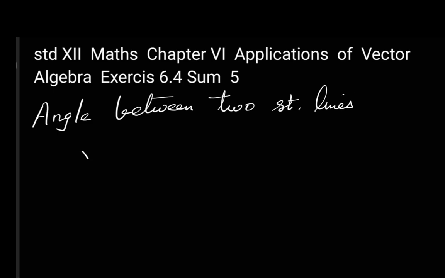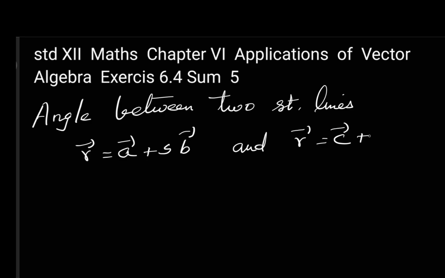Let me take the first line as vector r equals vector a plus s times vector b, and the other line as vector r equals vector c plus t times vector d. Here a is the position vector of a point the line passes through, b is a parallel vector, and d is also a parallel vector.